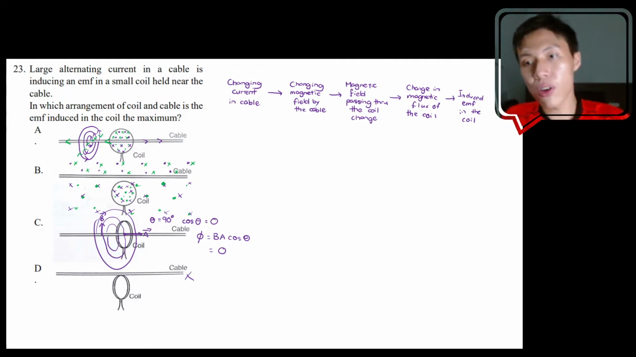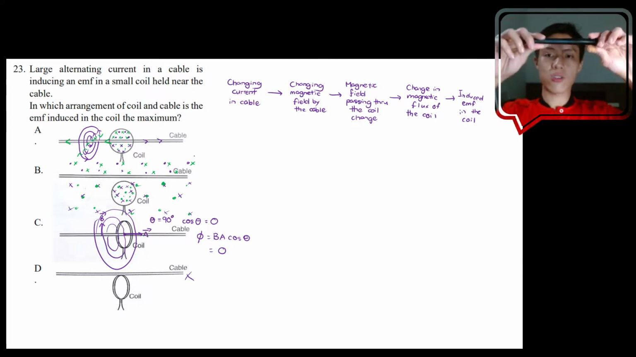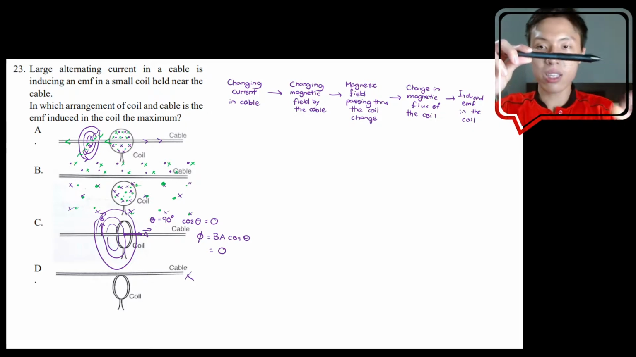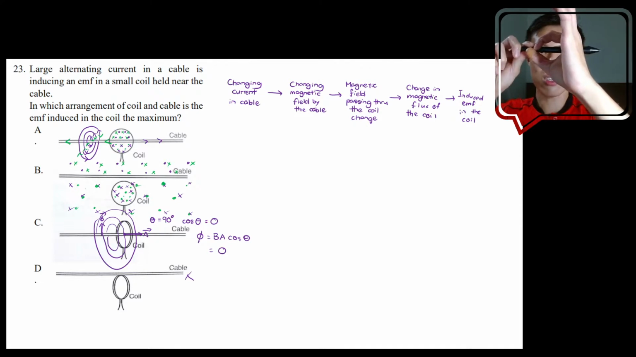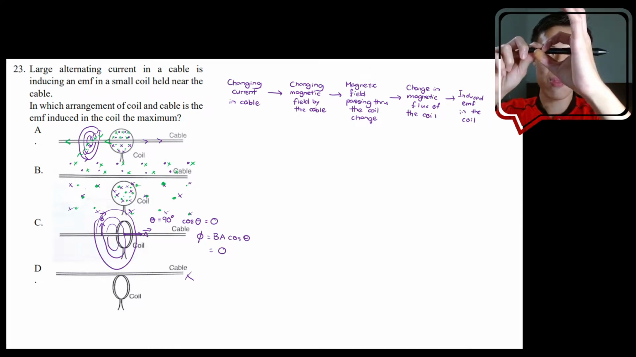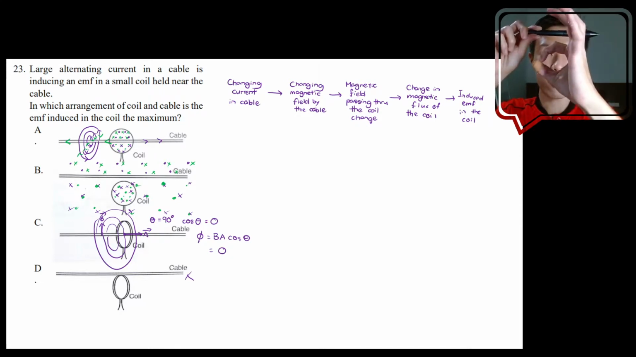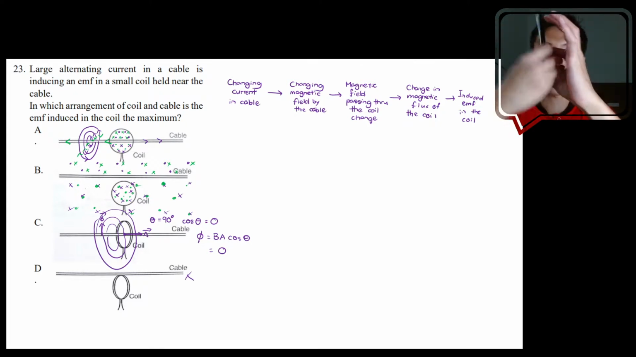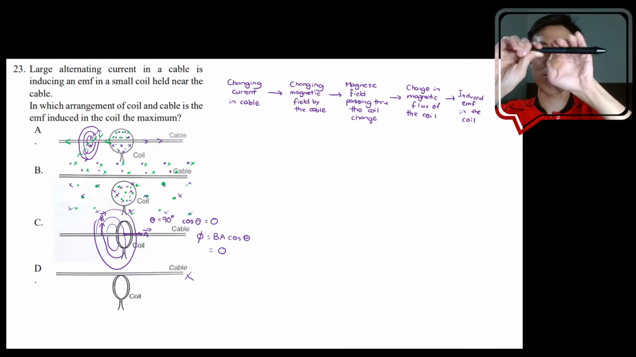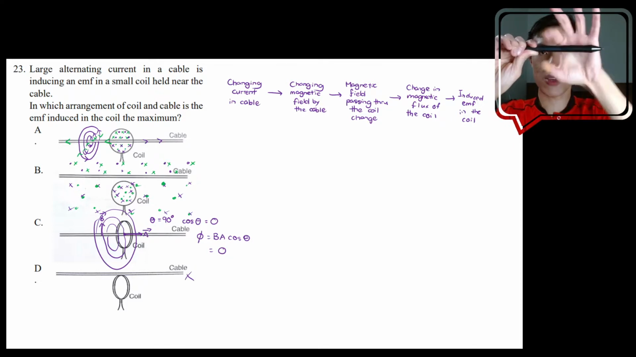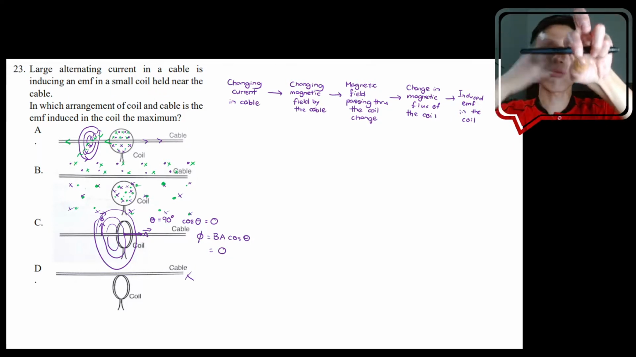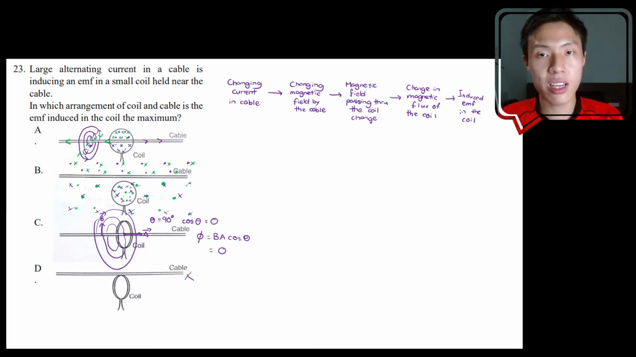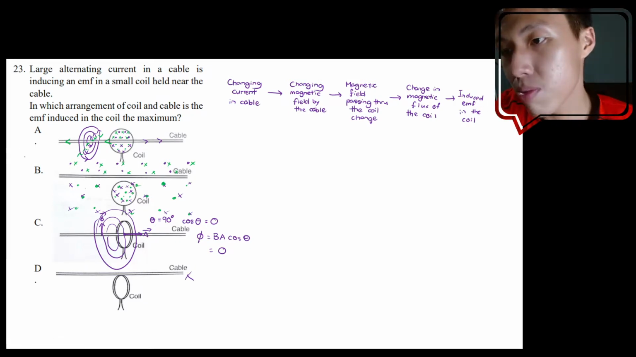If this is your coil, you have to put it like this, only then is there magnetic field passing through it. In this case, all the magnetic field will be passing through in the same direction. If you put it like this, half of it will be into the page, half of it will be out of the page. If you place it like this, then it's parallel, no magnetic field will pass through it. So the answer here will be B.